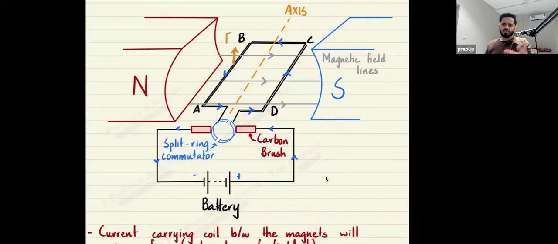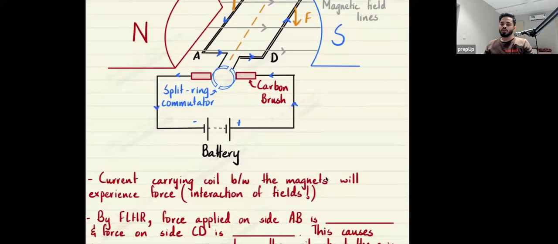And then obviously the force on side CD, again, this is how the field is still, but the current actually is into the page this time. So this side CD experiences a downward force. So there's an upward force on AB, there's a downward force on CD. So that causes it to rotate because both of these combine to produce a moment on the coil.